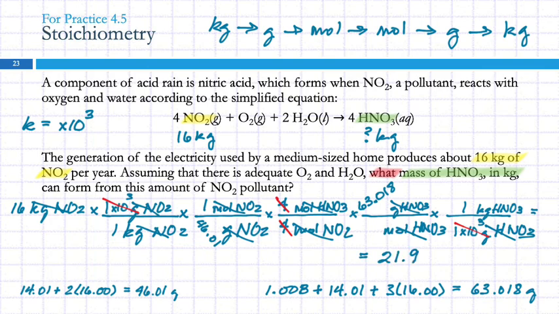How many sig figs should this answer have? Just 2, because 16 is just 2. So the unit here is kilograms, because that's the unit that didn't cancel out. So we're going to say 22 kilograms of nitric acid. That's the mass of nitric acid from one house using electricity in a year. It's a lot. Any questions?